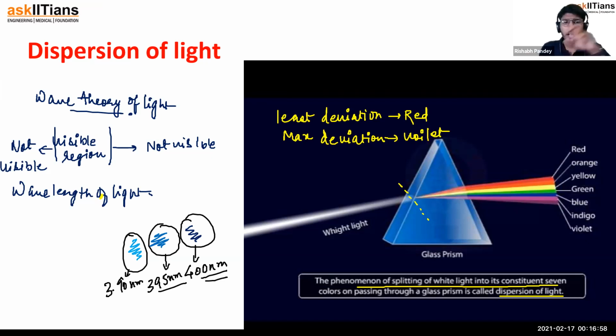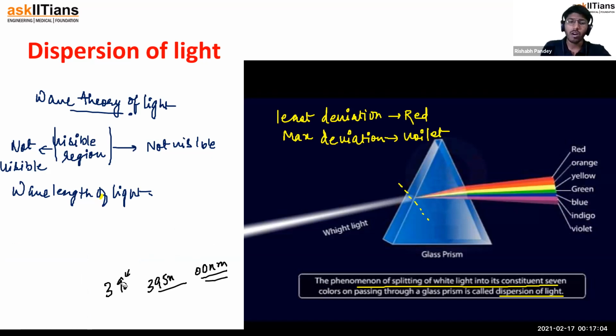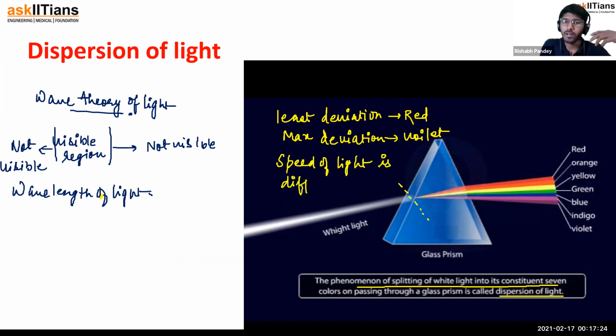All the lights have their own wavelength, and the wavelength is basically the identity of that light. Now, the speed of light is different in different media. If I change the medium, the speed of the different lights changes. As you can see, generally in air, they all have the same speed.